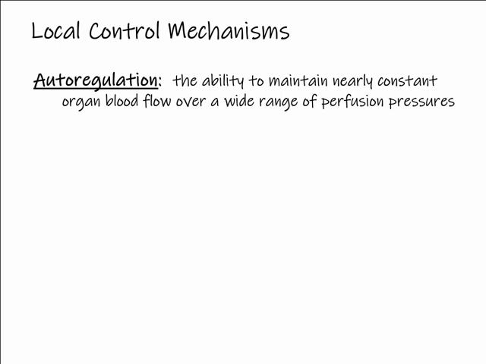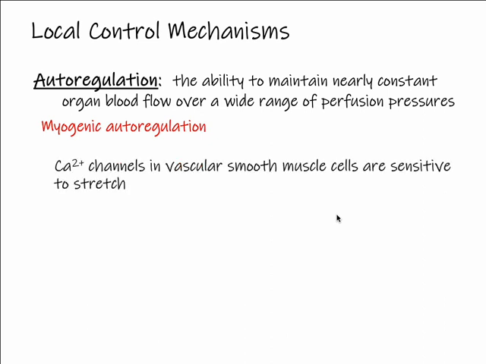Now, let's look at some more local mechanisms, and this is one called autoregulation. So this is the ability of a tissue bed to basically regulate its blood flow. And one way that we can look at this is called myogenic autoregulation. And this is going to go back to some of the properties of smooth muscle, and in particular single unit smooth muscle or vascular smooth muscle.